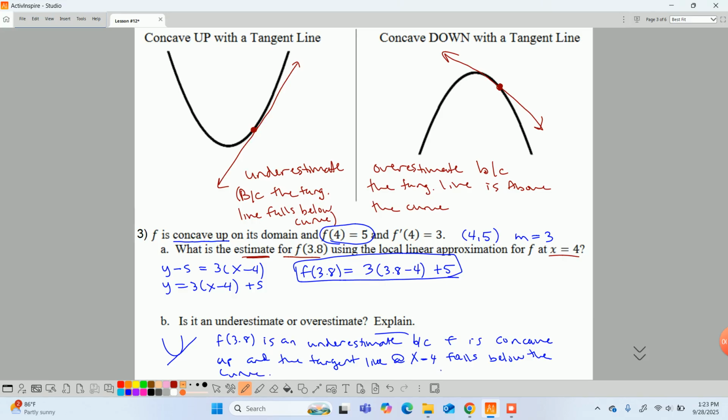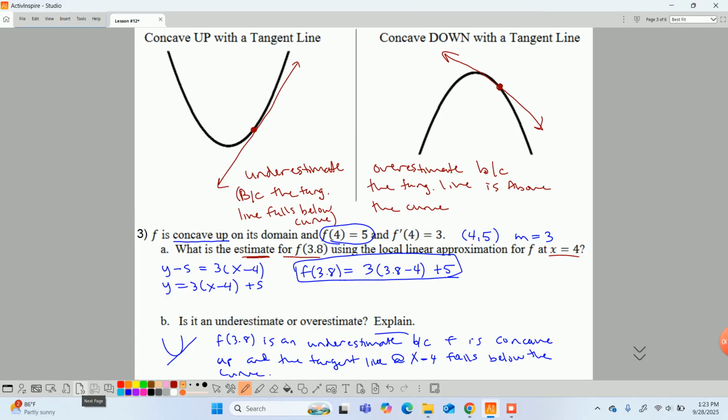Okay, so that's how we can do this. F of 3.8 is an underestimate because F is concave up and the tangent line at x equals 4 falls below the curve. All right. Let's keep looking at some other stuff that we'll see.